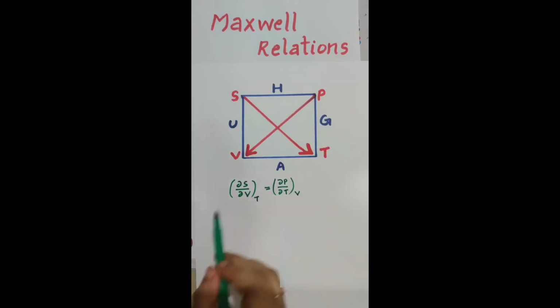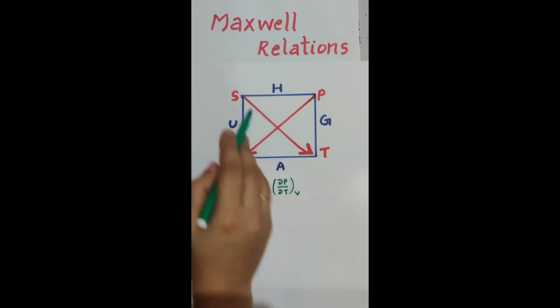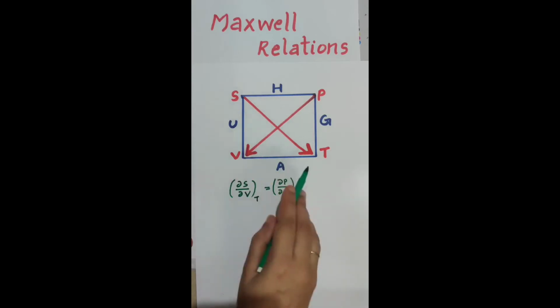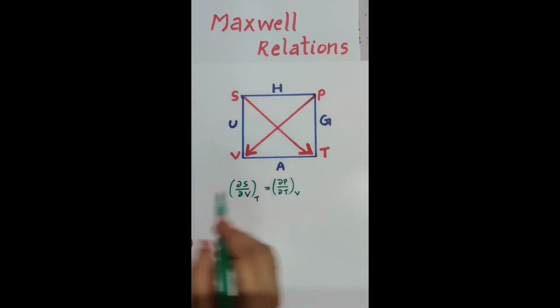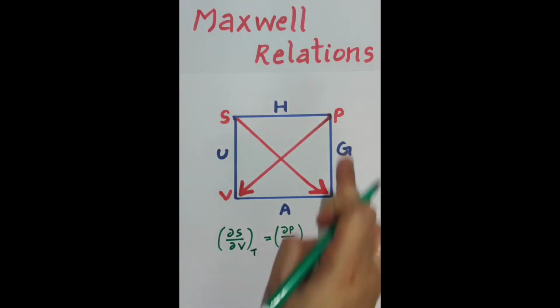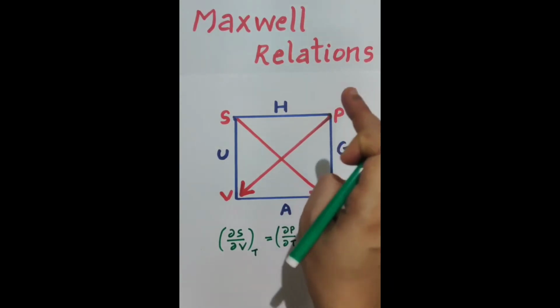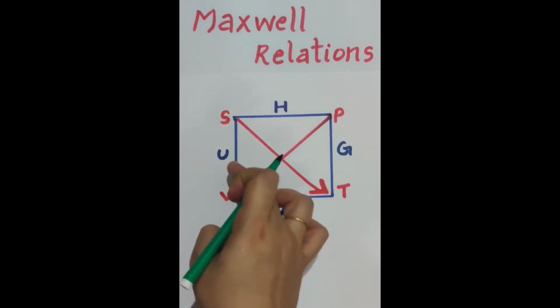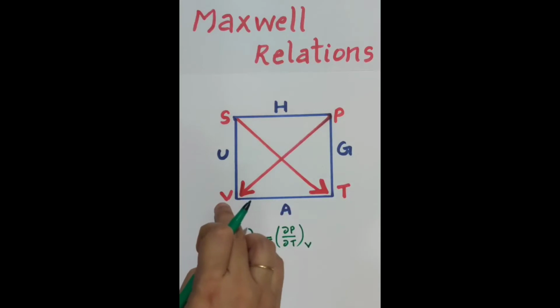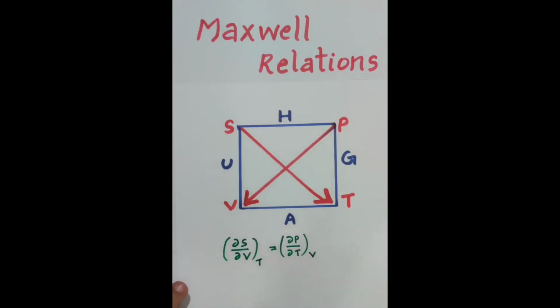Next we have to put the sign. The arrow starts from the S and ends at the T. That means the arrow is away from the S, hence we can write the sign as positive. Also here the arrow starts from the P and ends at the V, and this arrow is away from the P, towards the V, hence we can write this as positive. This is the first Maxwell relation.